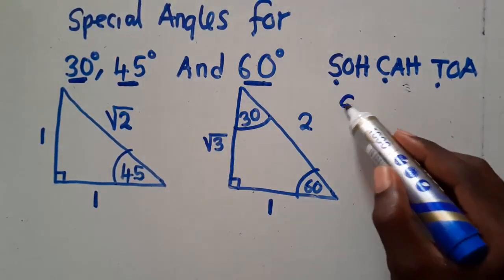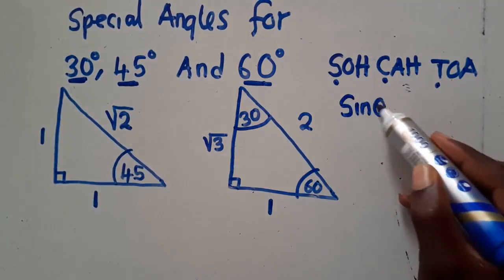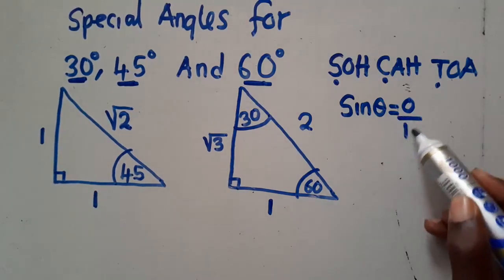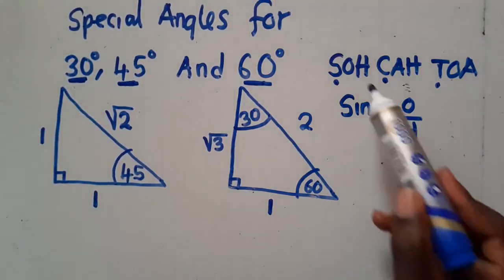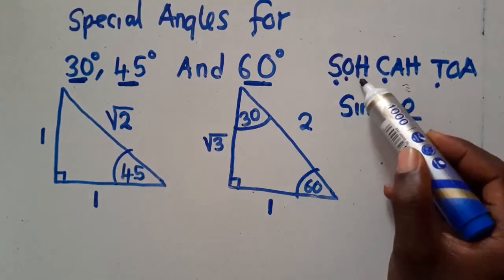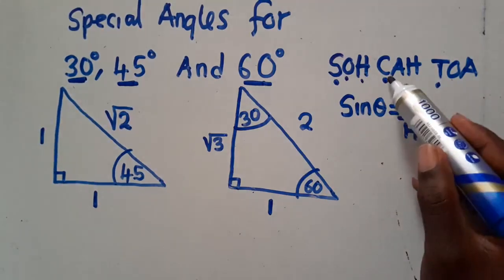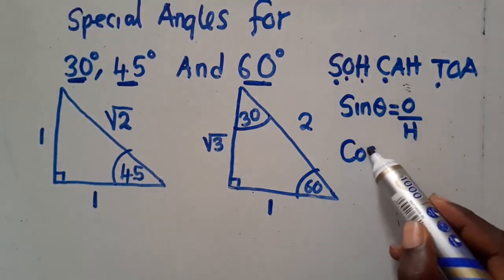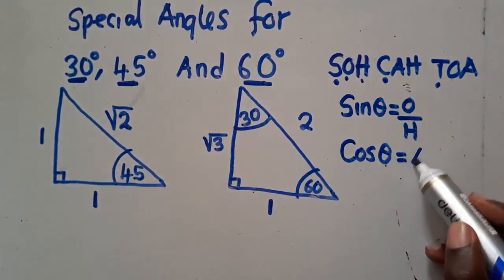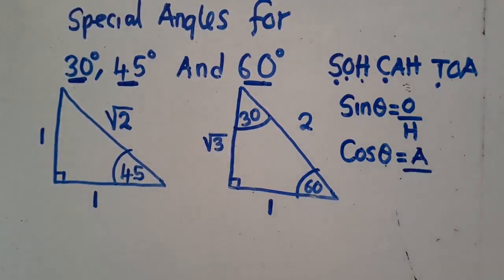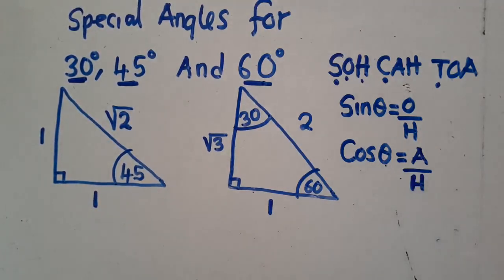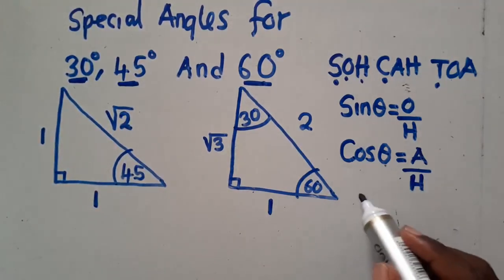This means that whenever you want to find sine theta, it is equal to opposite over hypotenuse. This is what you need to know. Have you seen the O which is there and the H which is there? This is the opposite, this is the hypotenuse. We move to the second one, that is cos. Cos theta is equal to adjacent over hypotenuse. We move to the last one, which is tan.